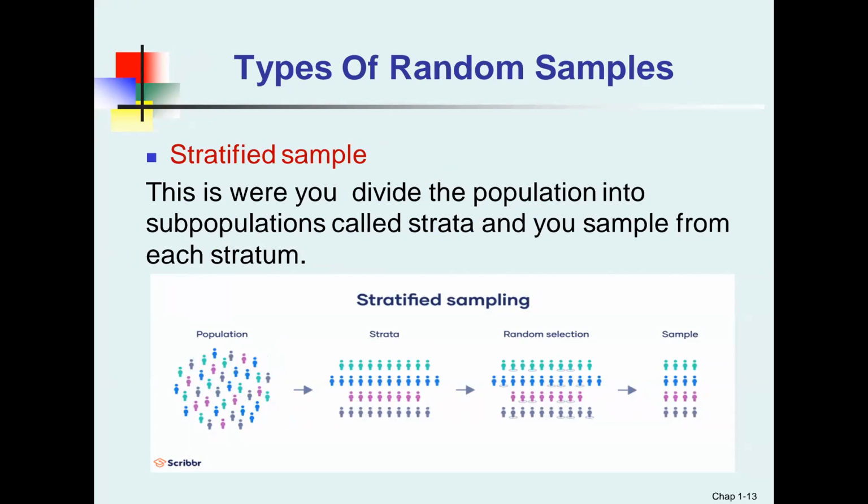Okay, stratified sampling. This is the other one. This is where you divide the population into subpopulations, which you call the strata. Most of the time, you use that one. So you divide the population into subpopulations. Those you call the strata, okay? And you sample from each stratum. One is called a stratum.